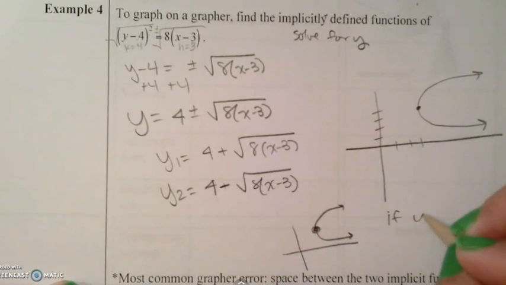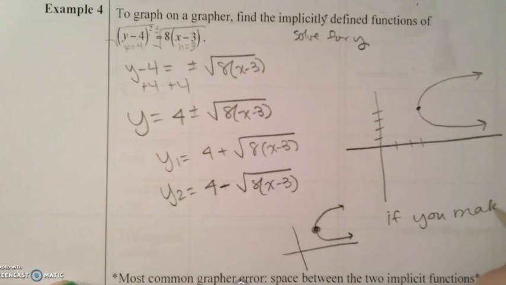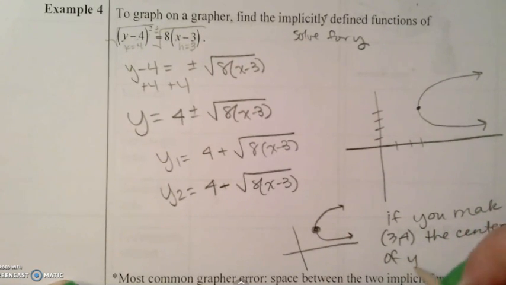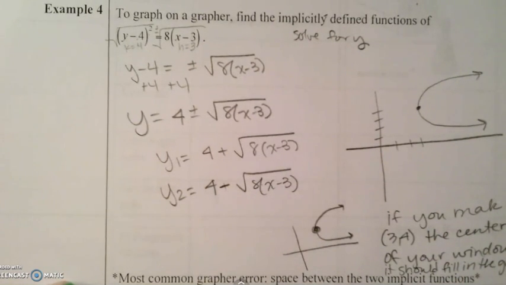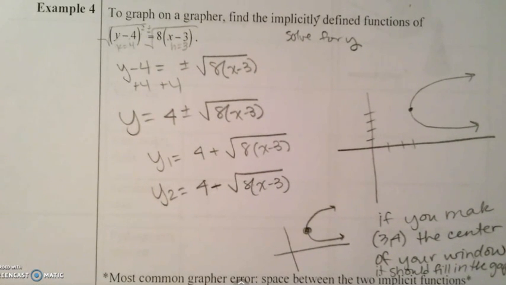If you make 3, 4 the center of your window, it should, not always, but usually, fill in the gap. And this is just an artifact of how the calculator is calculating those points.